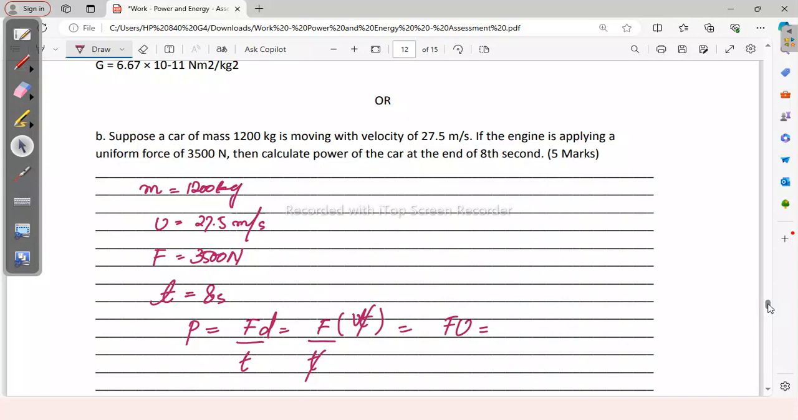आप power का एक दूसरा formula भी पढ़ते ना, it is F dot D and it is also F dot V. So force is 3500 Newton, velocity is 27.5. Ignore this mass, formula में calculation में इसका कोई लेना देना नहीं है. It is just an additional information.